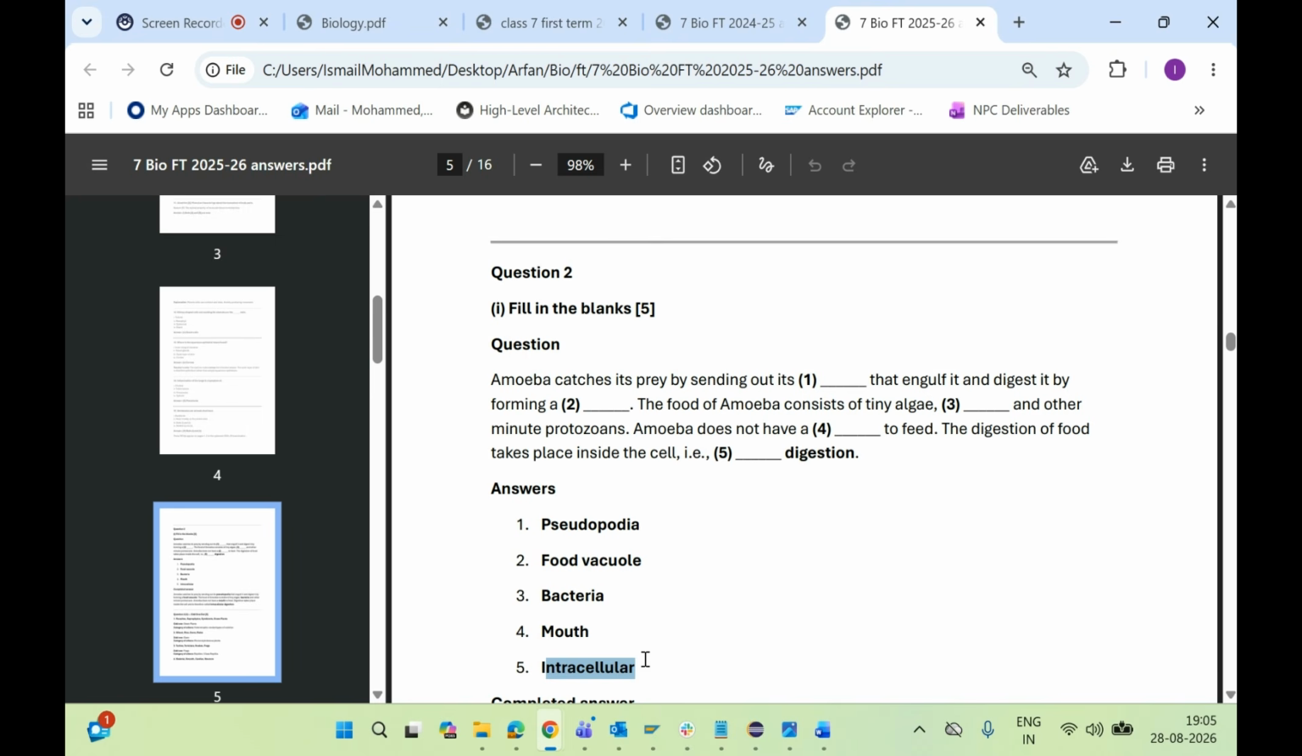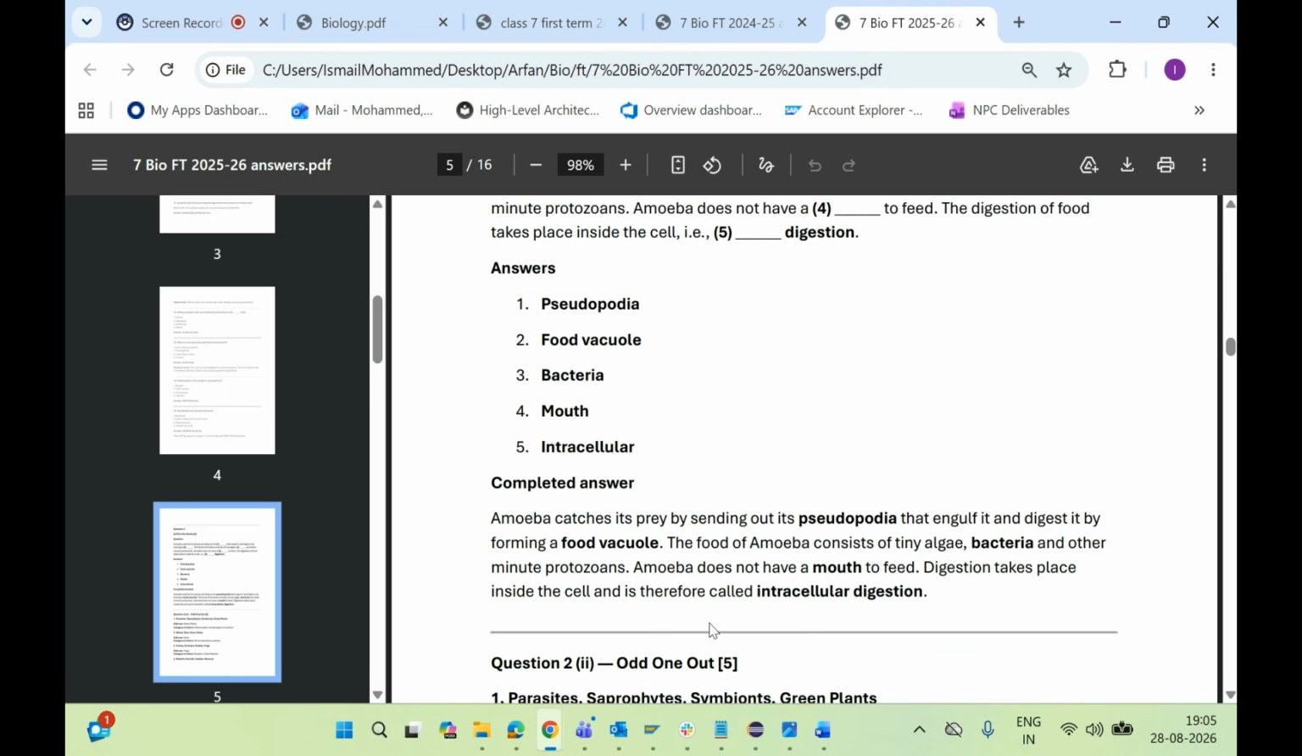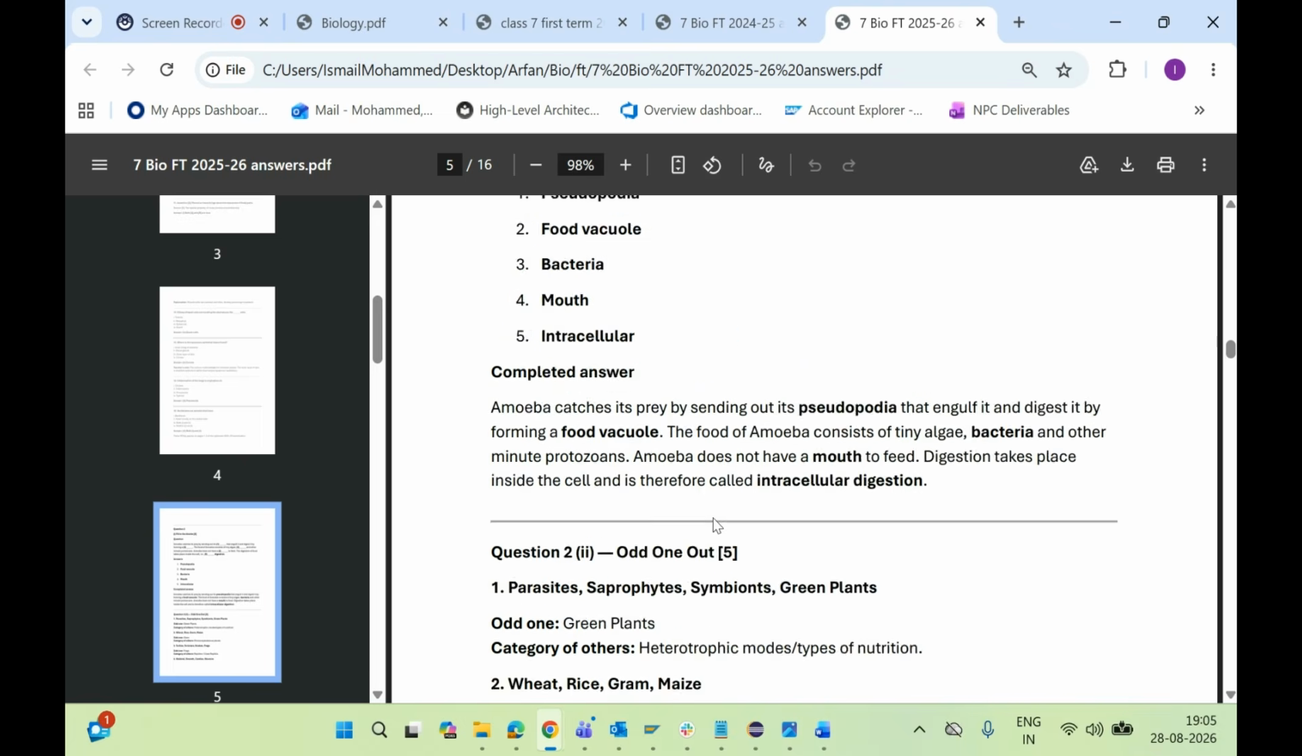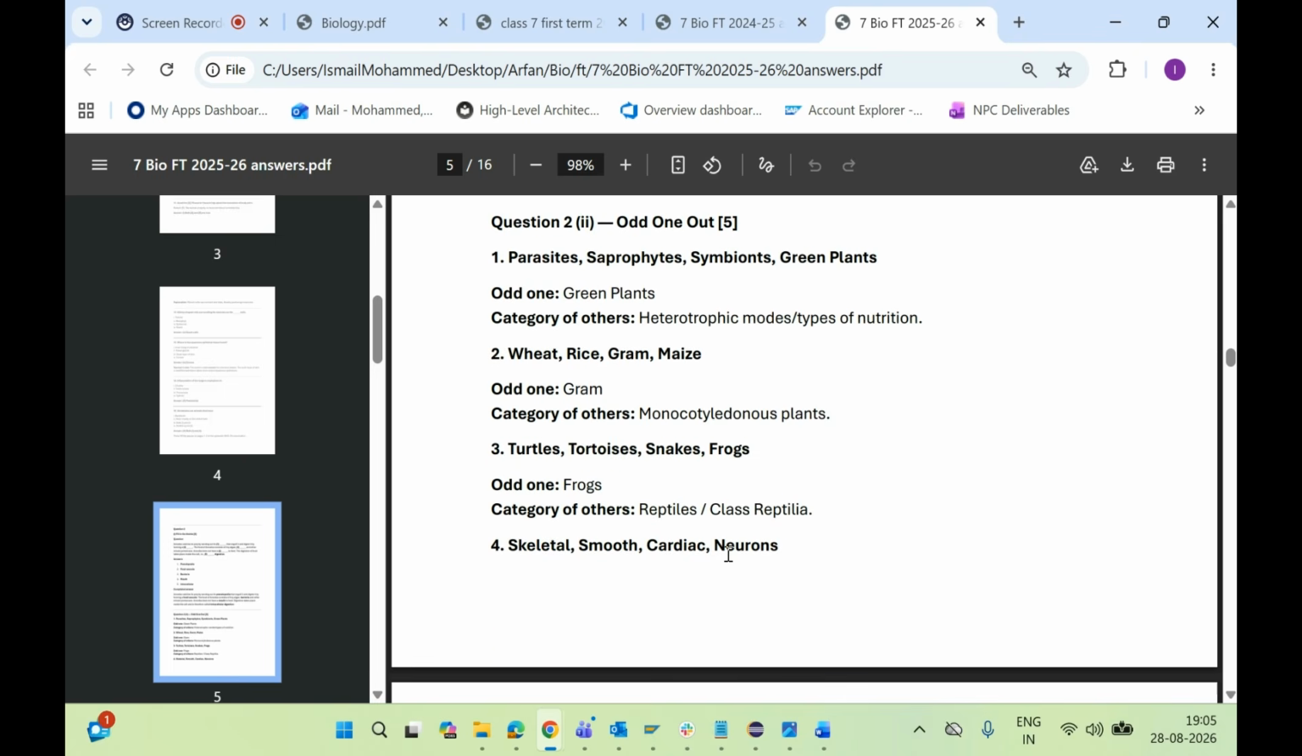That which happens inside the cell is called intracellular. That which happens between two cells is called intercellular. So the digestion happens inside the cell, that is intracellular digestion. Okay, so this kind of thing will come. Just concentrate on those things, bacteria and amoeba.